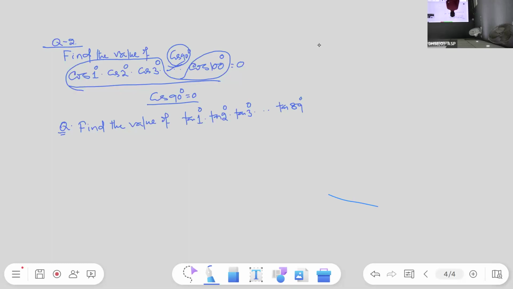Answer is 1, yes. Jatin, you are correct. Answer is 1. Yes, Srijit, answer is 1. How did it come? We know there are 1 degree to 89 degree, so 89 terms are there. The answer is not 89. The answer is 1.